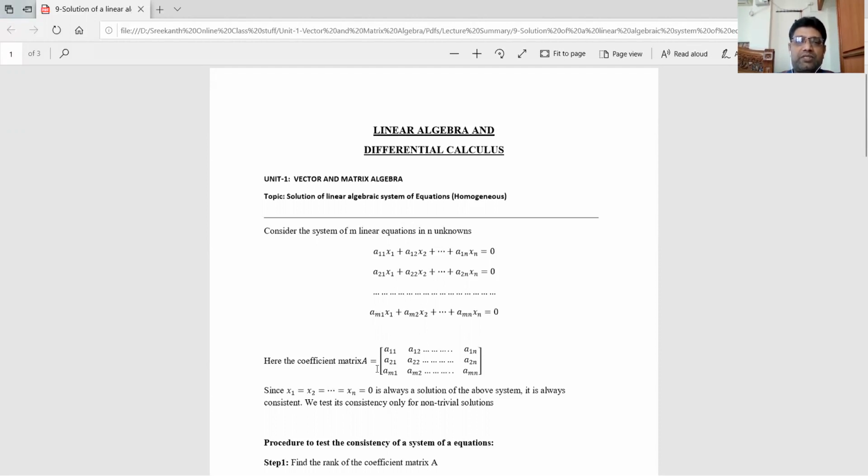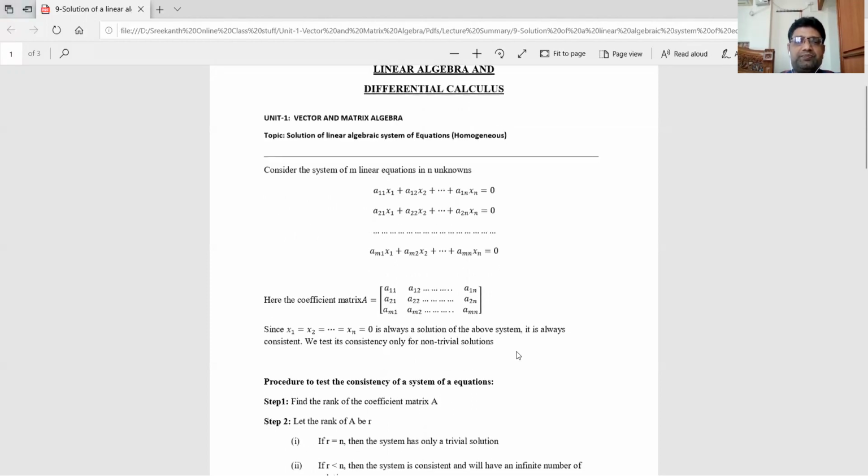So here the coefficient matrix is A equals a11, a12 and so on a1n, similarly a21, a22 and so on a2n, am1, am2 and so on amn. So this is the coefficient matrix. The augmented matrix is of no use here because appending 0, 0, 0 does not have any impact on the original matrix. Therefore, it is no use.